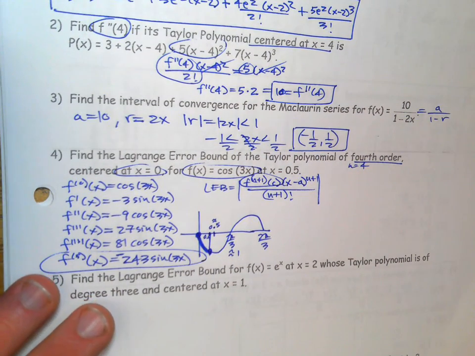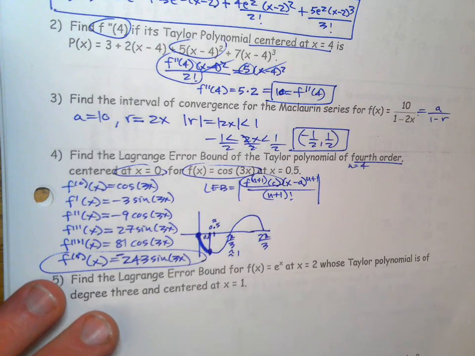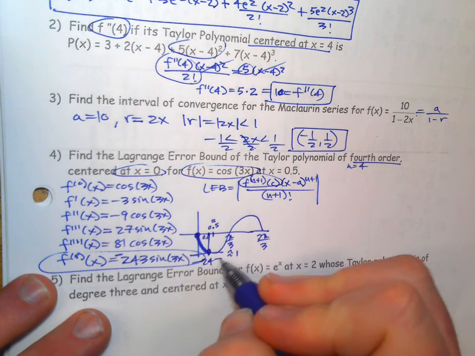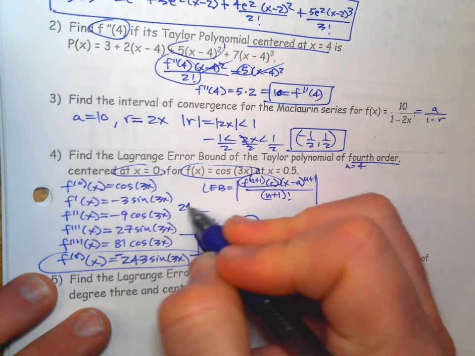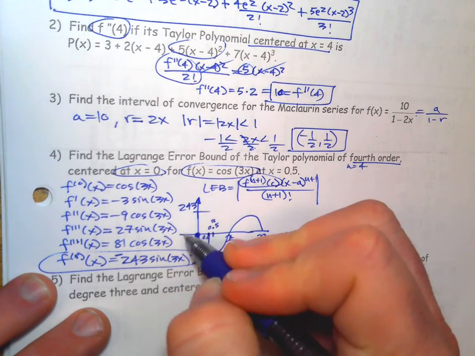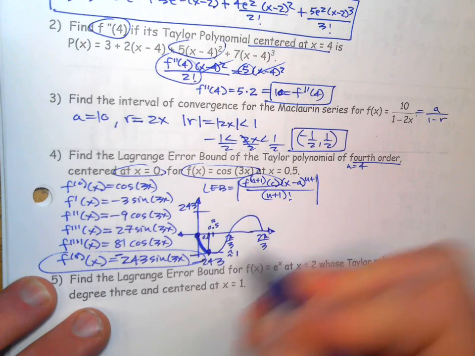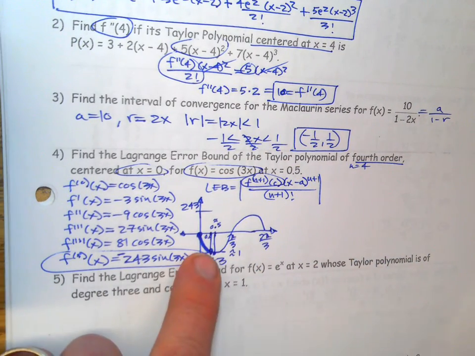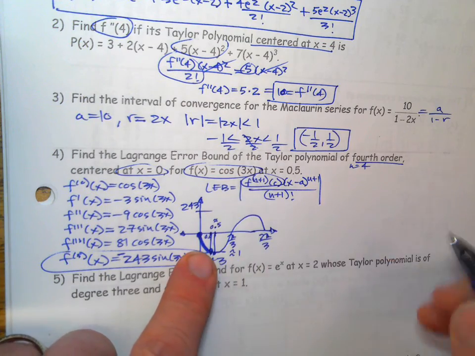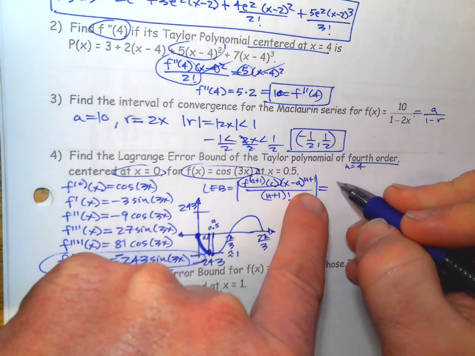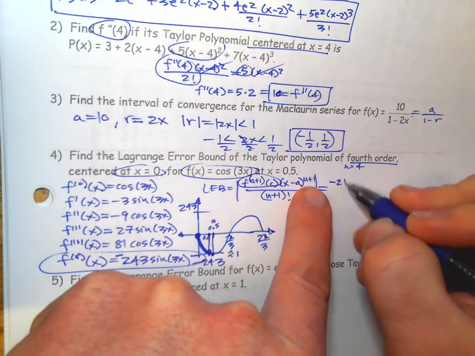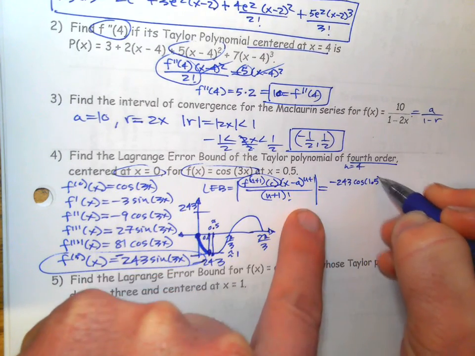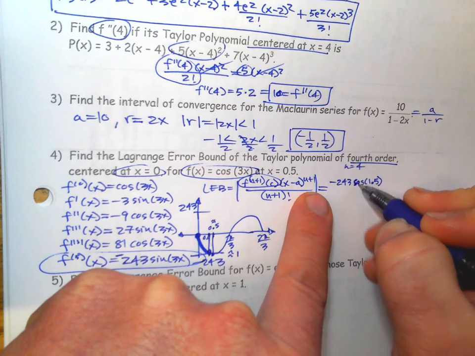Worst case value. The amplitude is negative 243, but plugging 243 in is not correct. It doesn't quite get to 243. The worst case scenario is plugging 0.5 into this function. So it's going to be negative 243 cosine of 1.5. No, sine of 1.5.